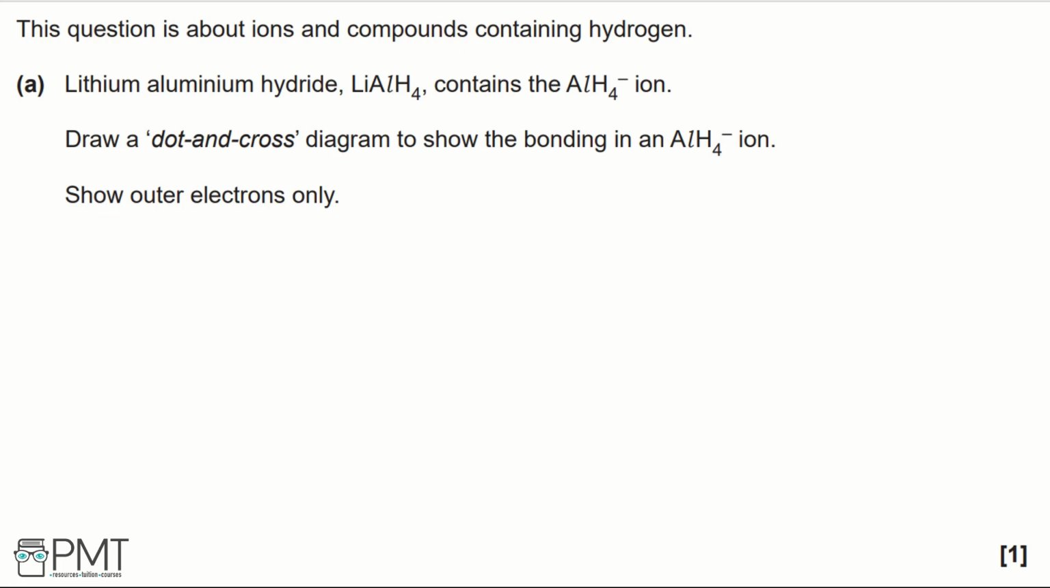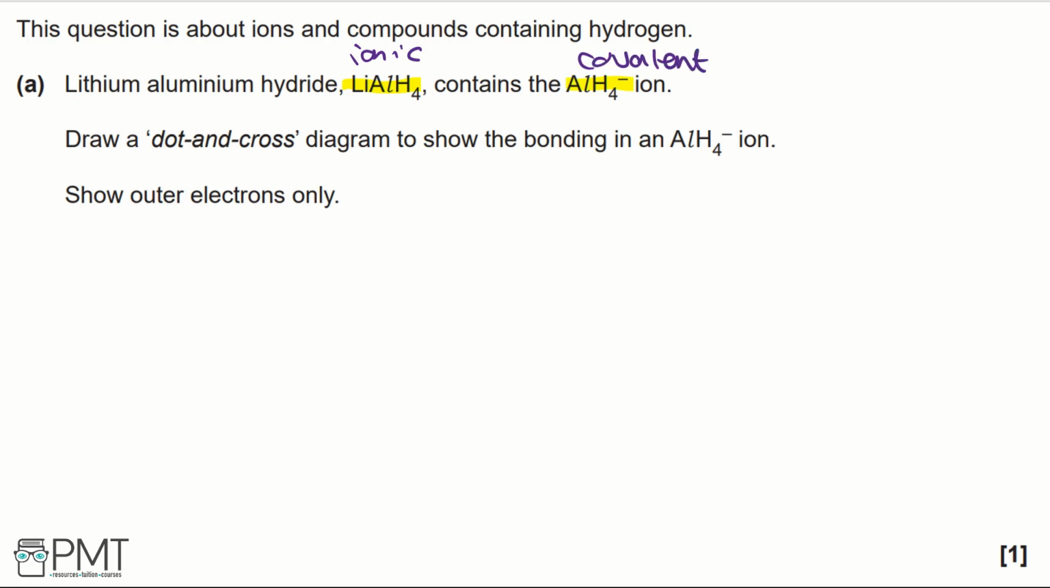Show outer electrons only. Lithium aluminium hydride itself is ionically bonded because it's the Li plus and the aluminium hydride minus that make it ionically bonded. But the aluminium hydride ion itself is covalently bonded.